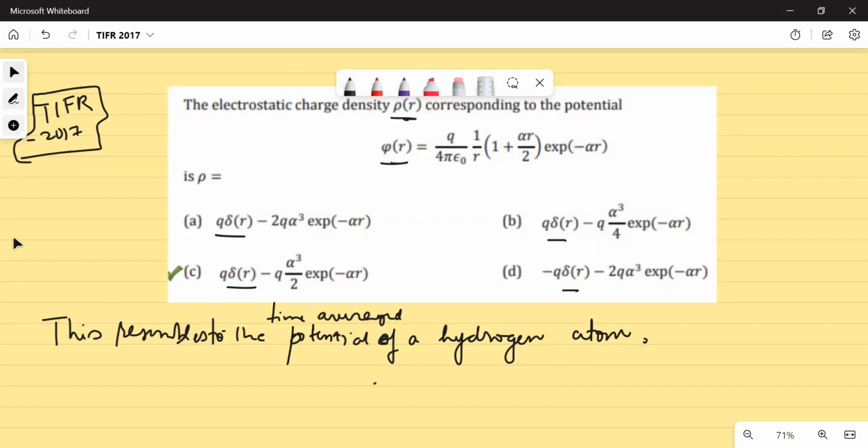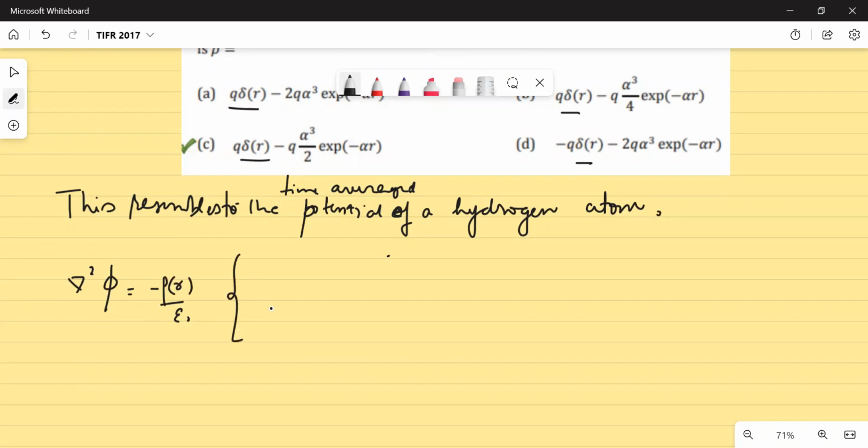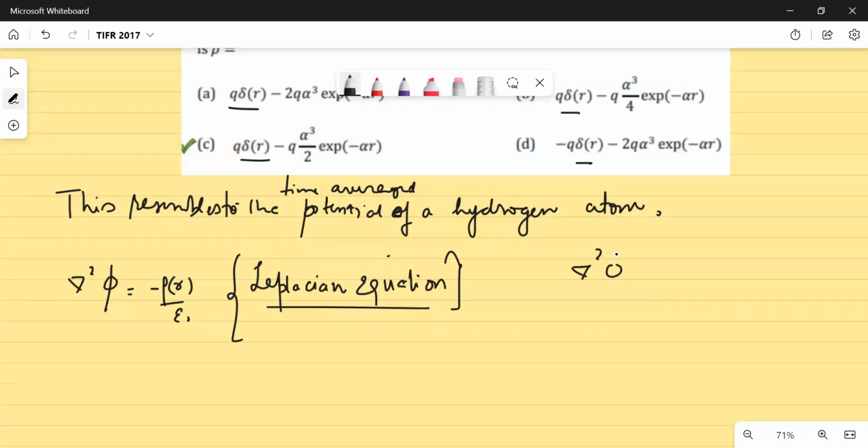So as you're aware, in the above problem you have only the potential given. So del square phi is given by rho as a function of r divided by epsilon naught. This is your Laplacian equation, and in order to solve it, you use the formula for the Laplacian operator. This is 1 upon r square del by del r of r square del phi upon del r. So this is your del square phi.